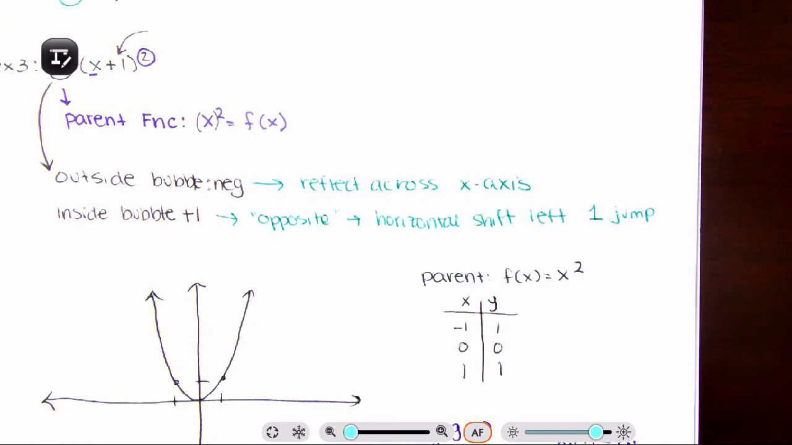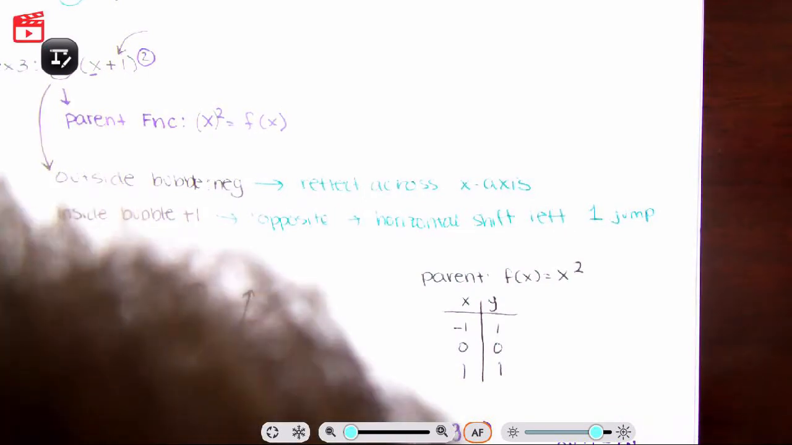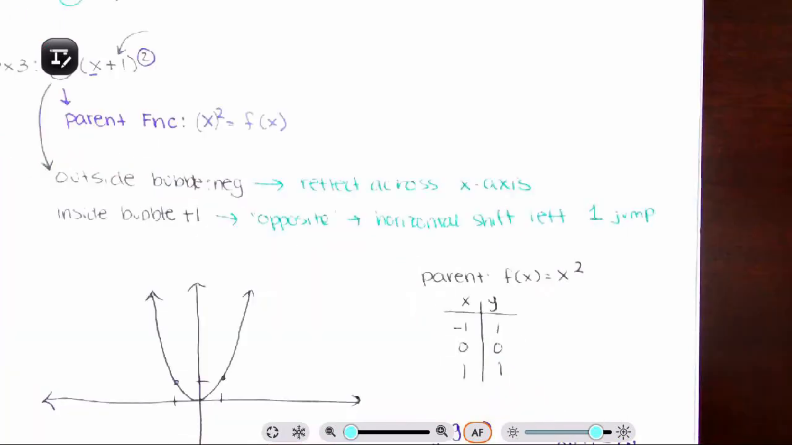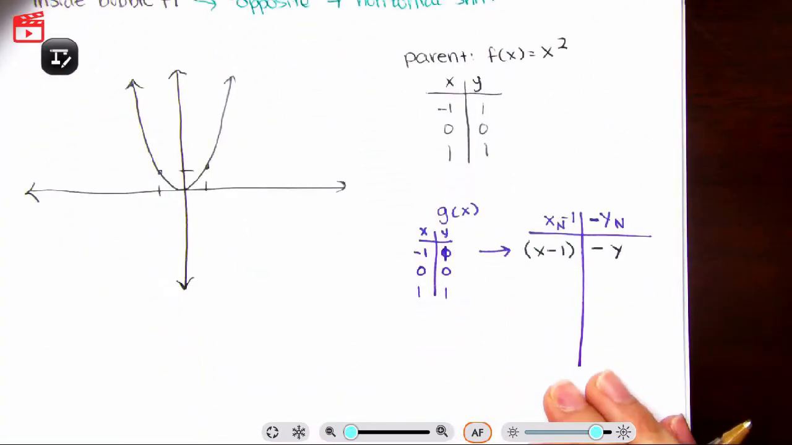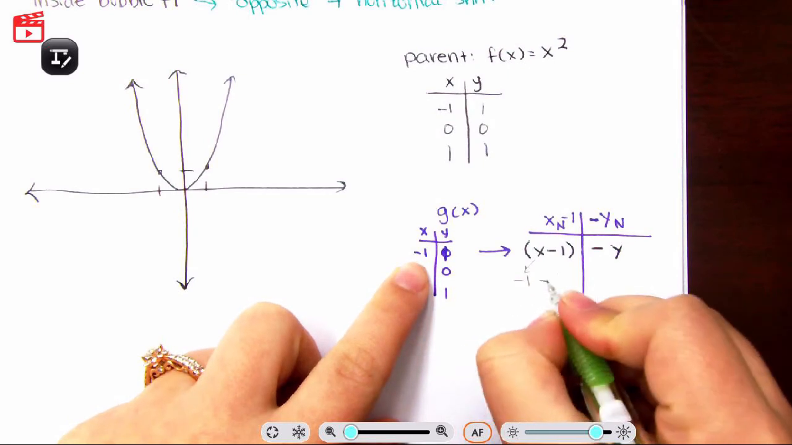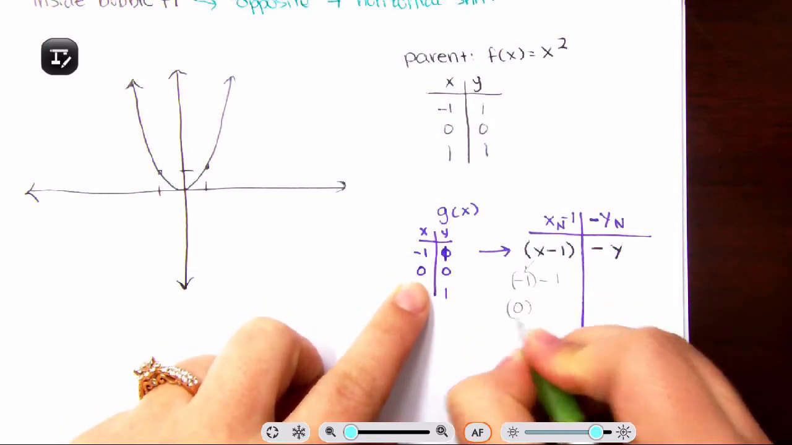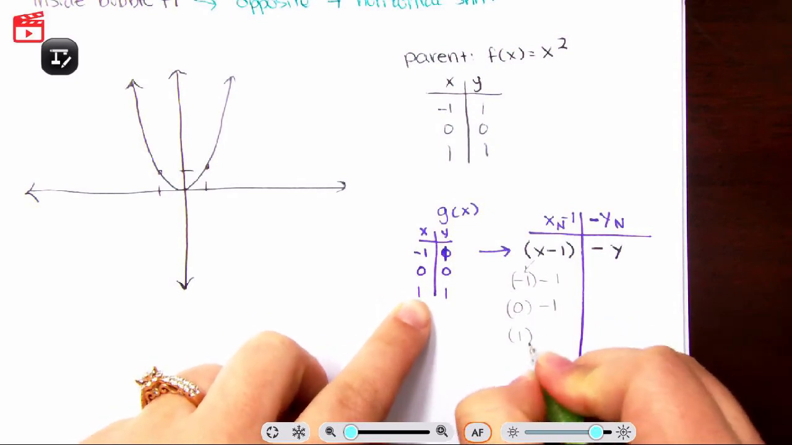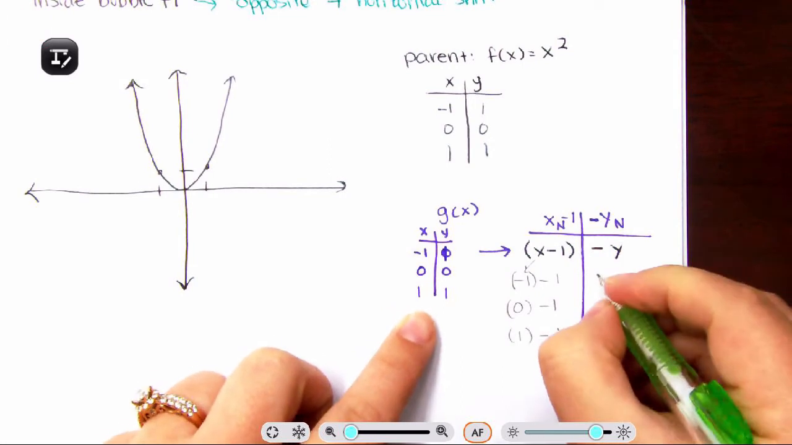So for my values, I have a formula now. I have x minus 1, and then here I have negative y. So that's my new formula. You guys can't see that, I'm sorry. That's my new formula for what I'm going to be plugging in. So what is x? X is -1, minus 1. What is x? X is 0. What is x? X is 1. So I'm plugging in my pretty points here and finding out what my output is.